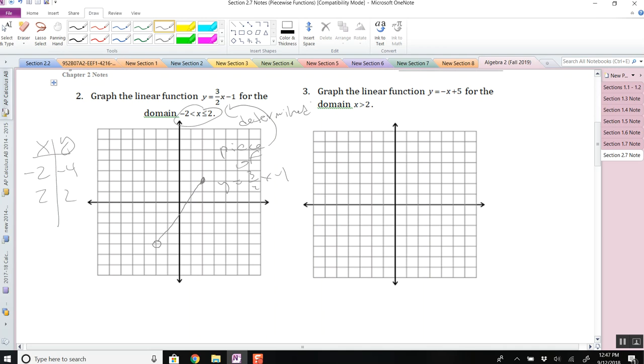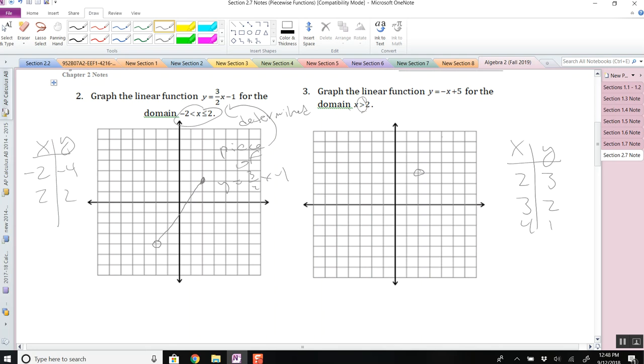Let's look at another one here. y equals negative x plus 5, when x is greater than 2. So if I plug 2 in, of course, I get 3. So I plot 2 comma 3. I'm going to make it open because the 2 is not included, right? Just x is greater than 2. Now, we have to do this when x is greater than 2. So if I plug 3 in, for example, I get 2. If I plug 4 in, I get 1.